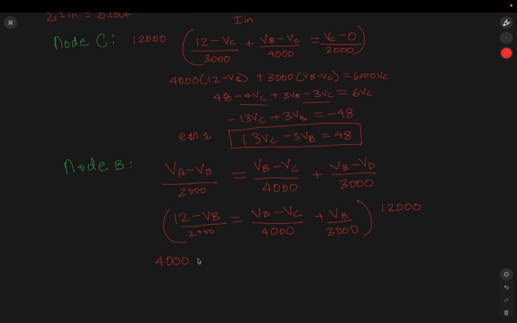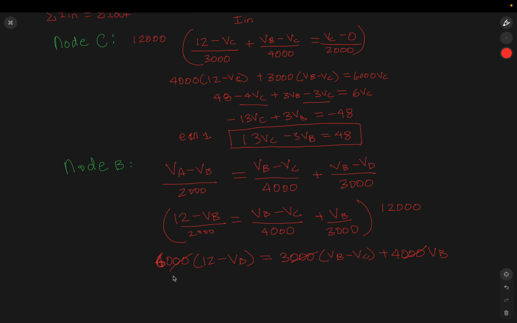So we multiply both sides of the equation by that, and we get 4,000 times 12 minus VB equals, not 4,000, 6,000 equals 3,000 VB minus VC, and then plus 4,000 VB. And then once we get that, we're just going to expand. I'm going to divide both sides of the equation by 1,000 because we don't want to deal with all these zeros. So let's cross those out.